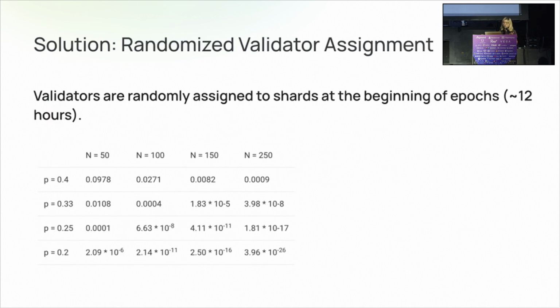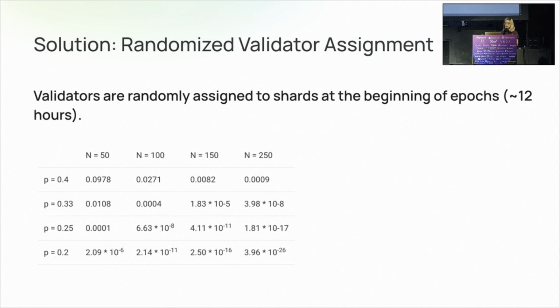To solve this problem, one solution that we use at Near is by randomly assigning validators to individual shards at the beginning of something we call an epoch. And an epoch is a duration of time or blocks that approximately lasts for 12 hours. So about every 12 hours, we reshuffle our validators and assign them to different shards. And because in this randomized assignment, validators cannot control which shards they are assigned to, it's very hard for them to coordinate with each other to be assigned to the same shard.